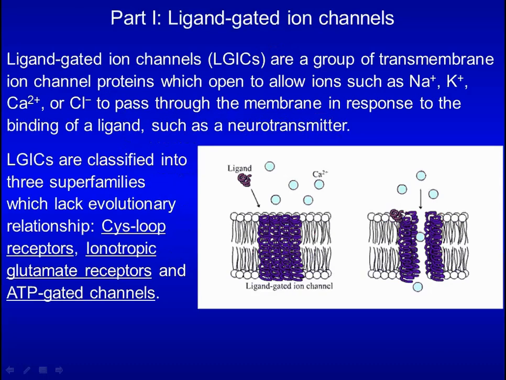Ligand-gated ion channels are a group of transmembrane ion channel proteins which open to allow ions such as sodium, potassium, calcium, or chloride to pass through the membrane in response to binding of a ligand, such as a neurotransmitter. Ligand-gated ion channels are classified into 3 superfamilies. One is cysteine loop receptors. Second is ionotropic glutamate receptors. And third, ATP-gated channels.